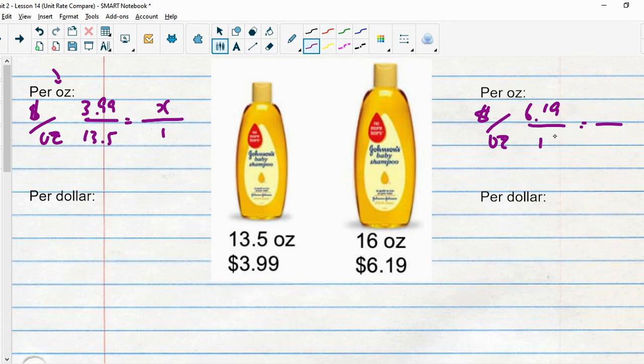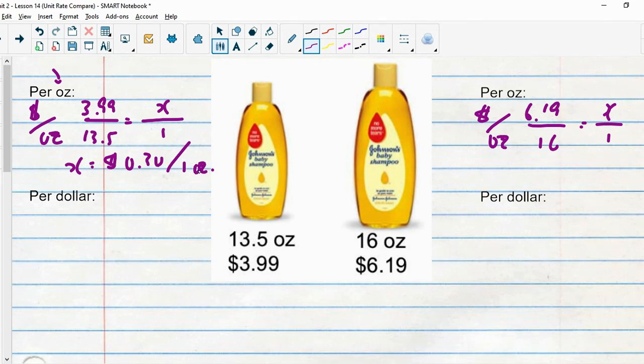So $6.19 gives you 16 ounces. Okay, all right. So let's see, $3.99 divided by 13.5. So it was 0.29. So 0.3. I don't remember the answer, but all right. So it's 30 cents for 1 ounce. Oh, I know why. Yesterday we did it per dollar. That's why. Okay, no big deal.